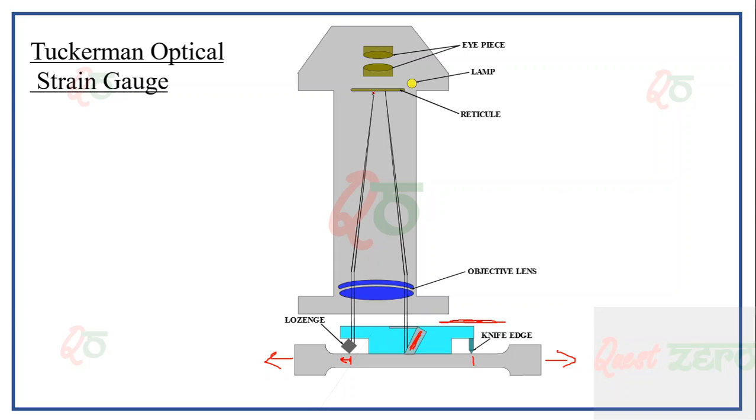So now there is a small difference from the point of its origin to the point of its current reflection. While using the marking scale on the reticule, by moving the scale, the number of divisions that it has moved, you can relate it to the amount of deformation or elongation that has happened on the test specimen. So this is Tuckerman's optical strain gauge.